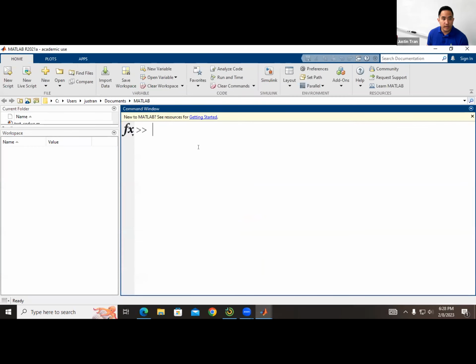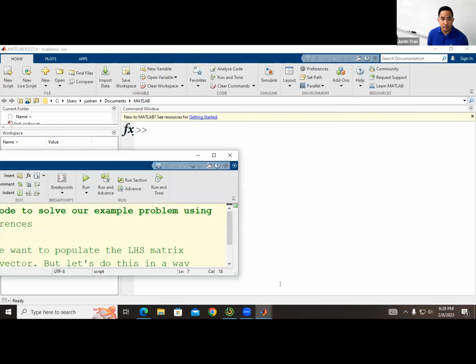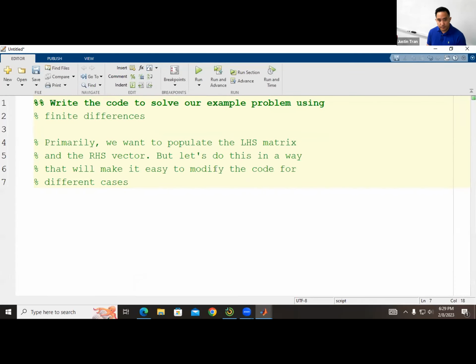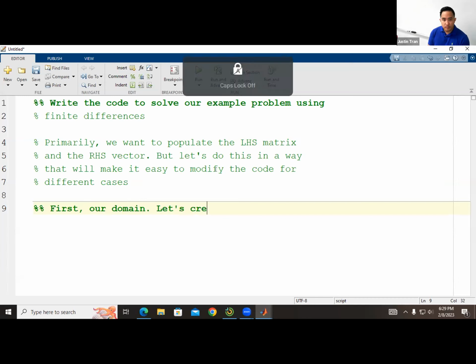Actually, let me go ahead and bring this out just so I can full screen it. Okay. All right, so first thing we're going to do is we have our domain. Okay. And so let's create a vector that's going to store the position values for each node in our domain.